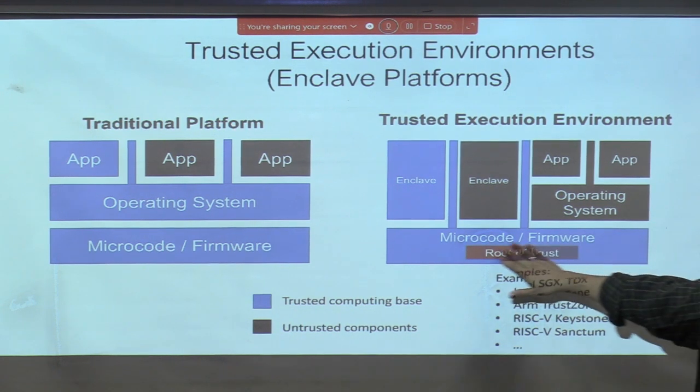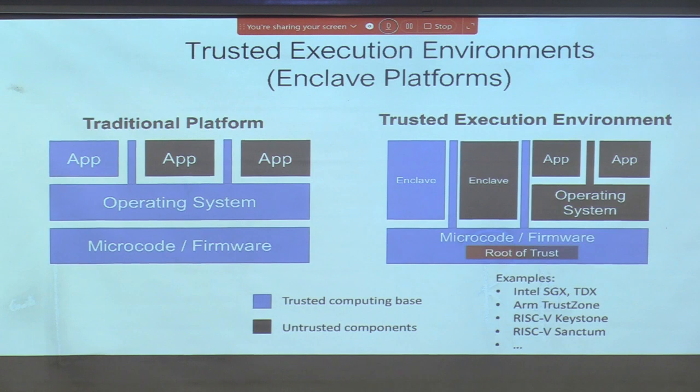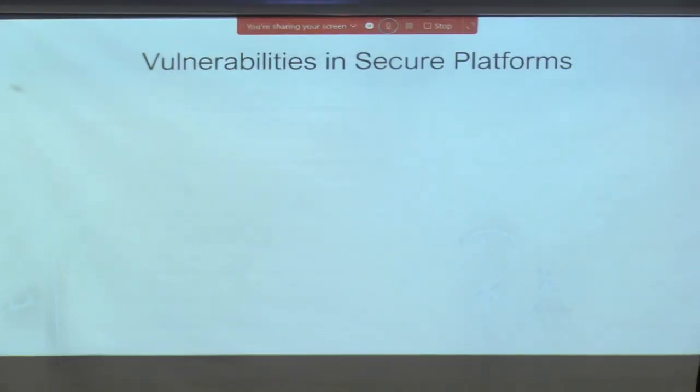And that provides isolation guarantees to these applications that we'll call enclaves, which are essentially regions of code and data that are, by the hardware and firmware, guaranteed to be isolated from everything else. Okay, so there are many examples of this that have emerged over the last decade, including some open source ones that are based on RISC-V. Okay, but that's the promise, right, of trusted execution environments.